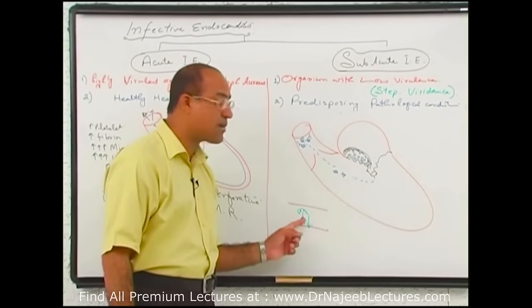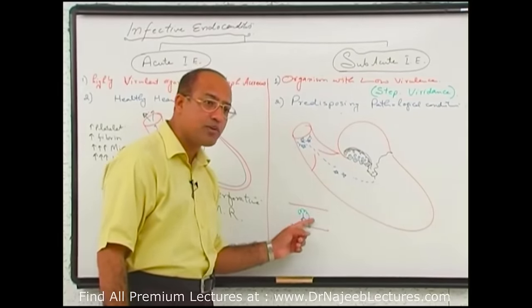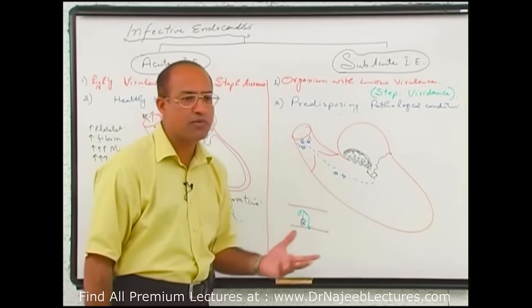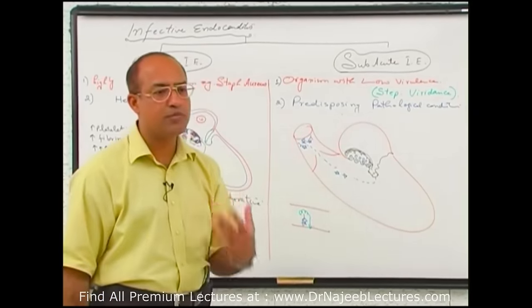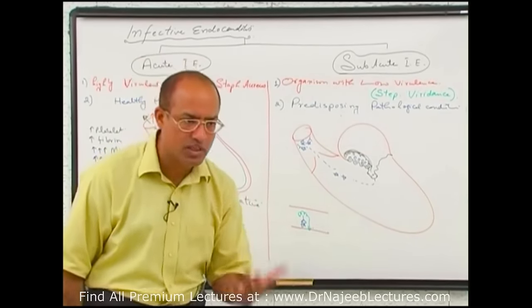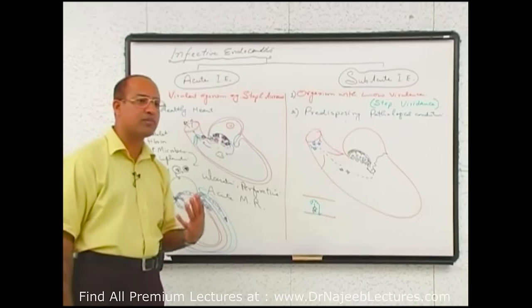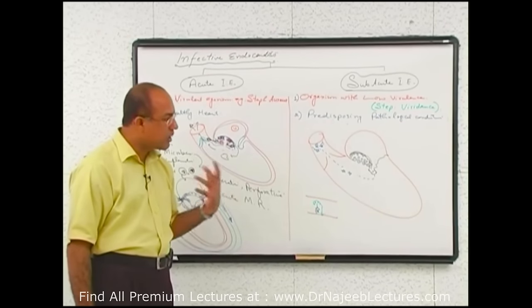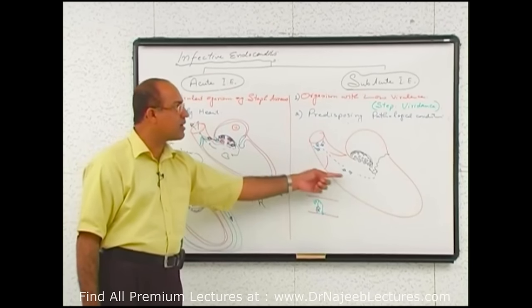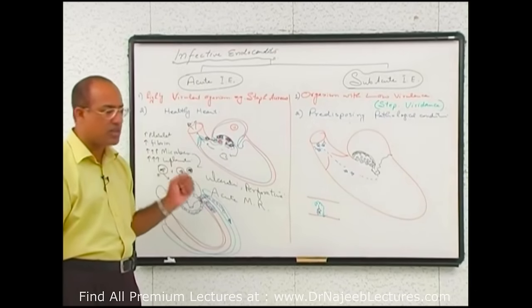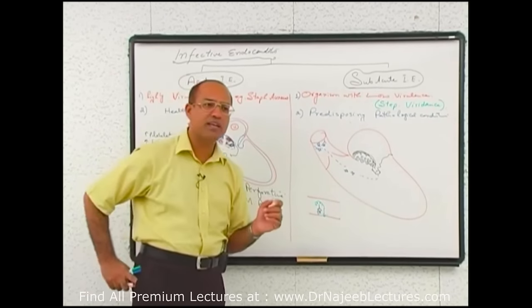Plus, complement factor will attract the neutrophil, and neutrophil will be also activated at the local area and damage the local tissue. This type of immune reaction is called type 3 hypersensitivity reaction. Type 3 hypersensitivity reaction or type 3 hypersensitivity disease develops more often in subacute condition, and it develops less often with acute condition. Now, in this condition, what will be the clinical features?